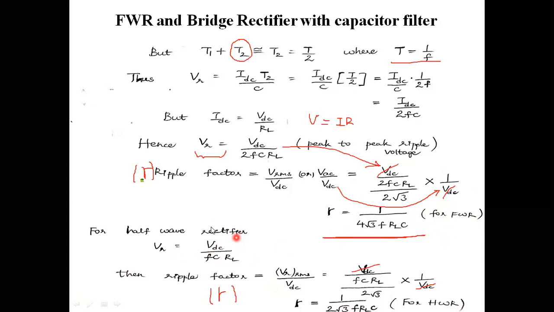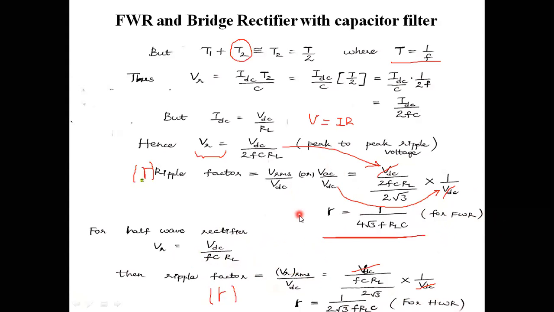For half wave rectifier, in the denominator there is no two term here, that is VDC by FCRL. By substituting the term with respect to the ripple factor, finally I obtain 1 by 2 root 3 FRL C for the half wave rectifier. These two terms are very important. You are supposed to derive these two terms in the examination also.